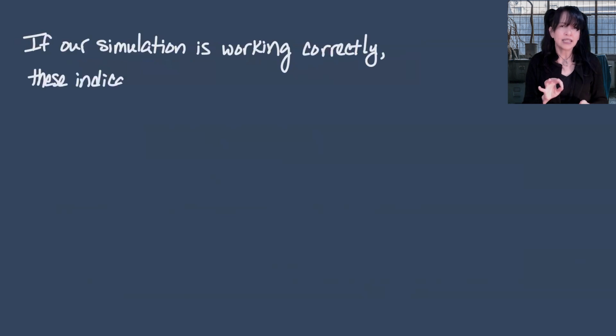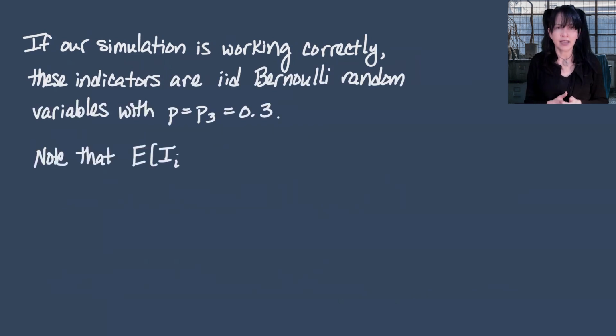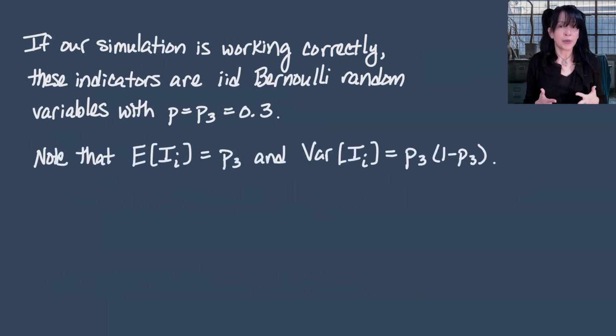And if your simulation is working correctly, these indicators, capital I1 through capital I 100,000, are IID Bernoulli random variables with p equals 0.3, which was the probability that X equals 3. And so if the simulation is working correctly and we have these Bernoulli random variables, note that the expected value of the ith indicator is just P3 or 0.3, and the variance of the ith indicator is P3 times 1 minus P3, or 0.3 times 0.7 or 0.21.